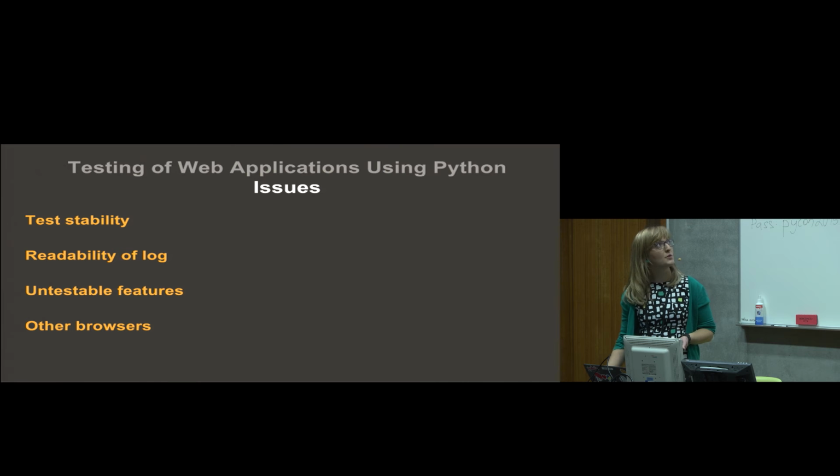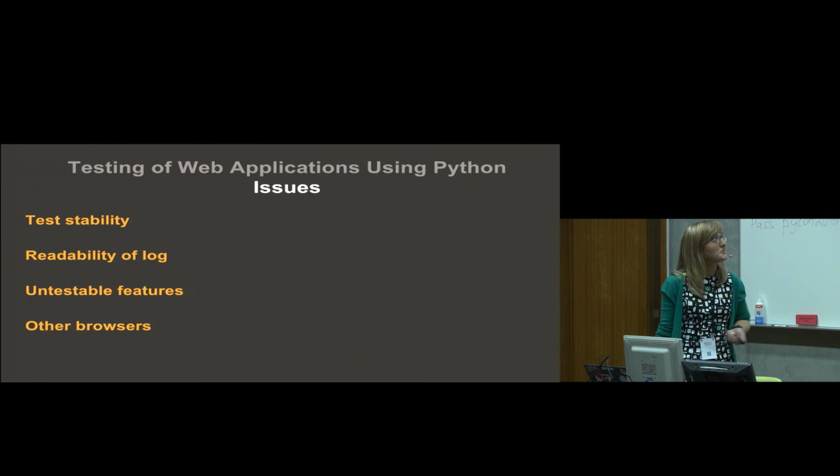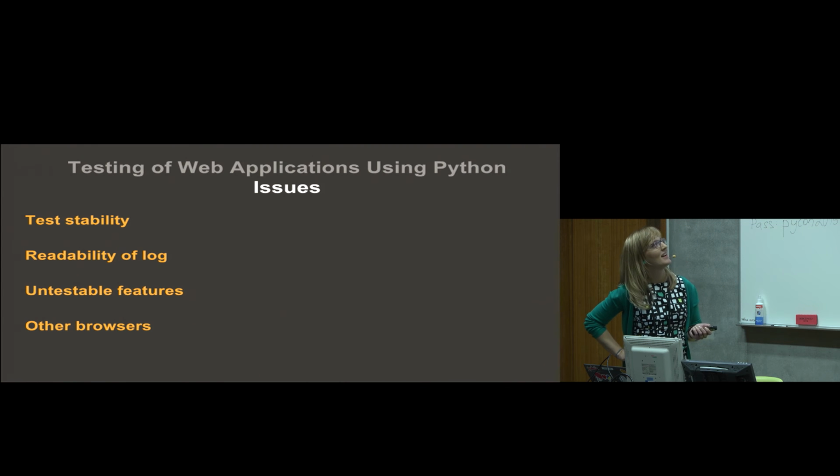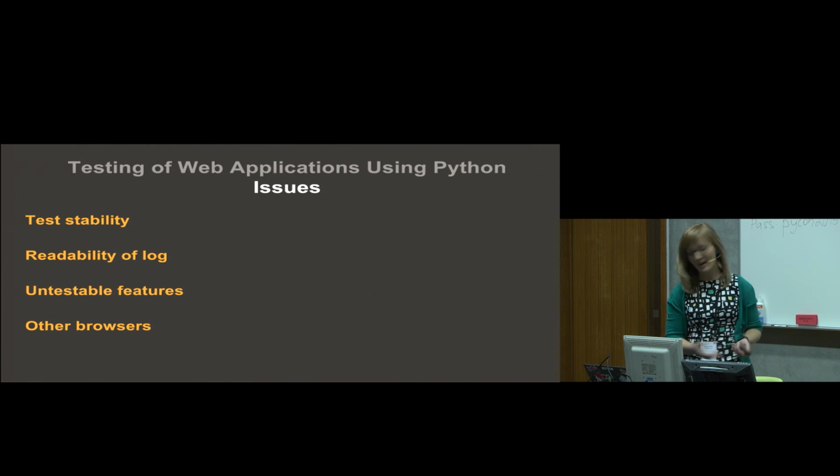So we still have some issues to do, some things that we have to focus on. It's the test stability, because sometimes it still behaves strangely. We have to somehow deal with the readability of the log, because for JavaScript developers it's sometimes hard to read. There are some untestable features, so manual testing will still be necessary. And we now use just Firefox, but we also need to test it on other browsers.